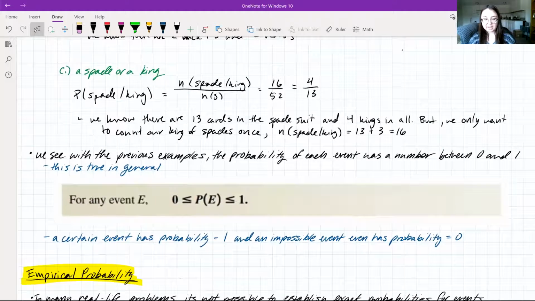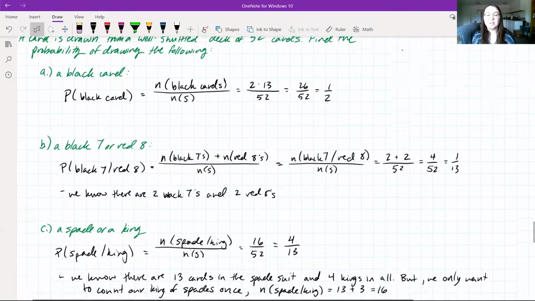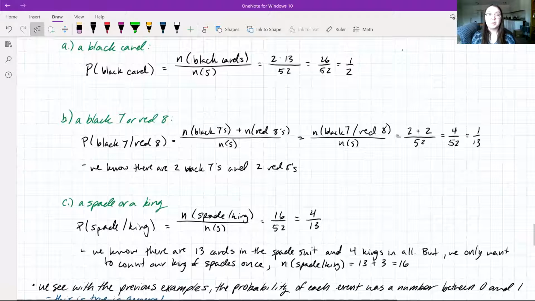Moving on, we see that in the previous examples, the probability of each event is going to be a number between 0 and 1. These were all fractions, but if we calculated each of these fractions, we would find that the probability would be between 0 and 1. This represents having a 0% probability and a 100% probability. You can't have a negative probability, and you can't have a probability more than 100%, so every time we calculate our probability, it has to be between 0 and 1.